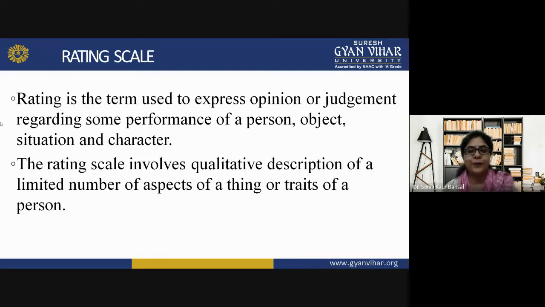Definitely, if I'm expressing my opinion or judgment about a person, object, situation, or character, then I'm going to give a detailed opinion about it. It means I'm giving a qualitative description. So I'm going to cover the particular aspects of a thing or trait: good, bad, in what way it is good, in what way it is bad. I'm going to rate them, and as an overall conclusion, I'm going to rate that particular thing, person, object, situation, or character. So this is the concept of rating scales, that it expresses your opinion or judgment.